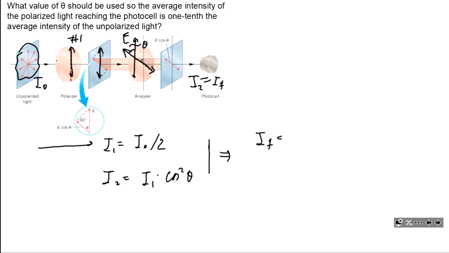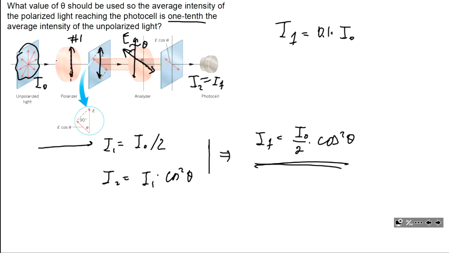Final intensity should be equal to initial divided by 2 and then multiplied by cosine squared. What else do we know? Well, we know that the final intensity should be equal to 1/10 of the initial intensity. So this is physics. This is an experiment. That's how we set that angle. We've been measuring intensity by a photocell until the intensity dropped to 10%.